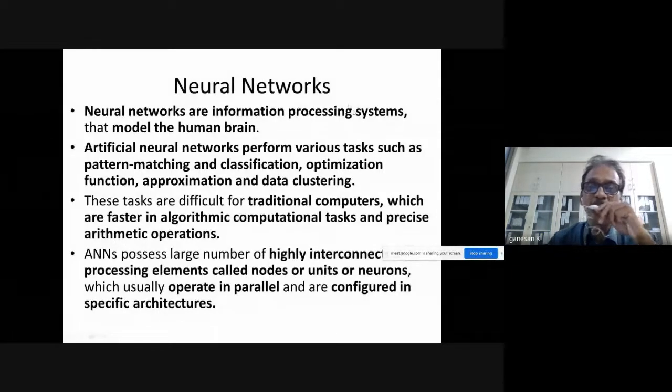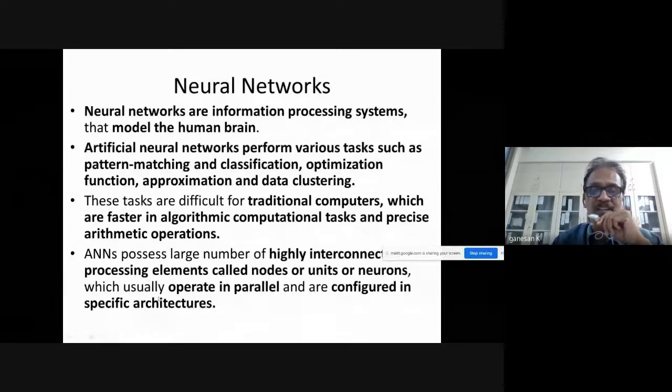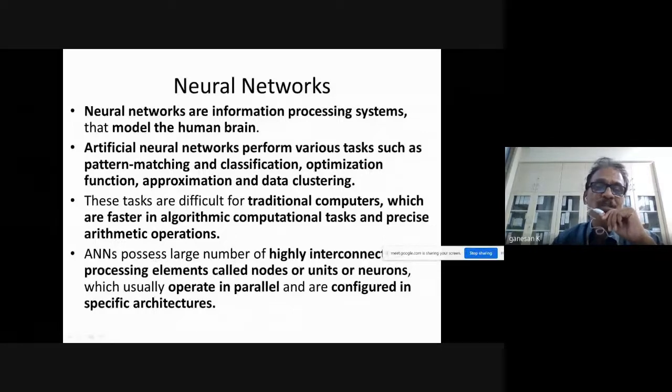Even though it is also doing processing, the kind of processing which each of these neurons is going to do is very, very simple. In most cases, it is going to be simple algebra. You may not be using more than addition, subtraction, multiplication, or division, not beyond that. You use these very primitive operations using neurons, which usually operate in parallel and are configured in a specific architecture. We will talk about this. The beauty of neural networks is they operate in parallel. It is not like a serial operation. Many of them can work in tandem and produce the result very quickly. That's why our brain is able to do many tasks which, if you ask your computer to do, take a long time.